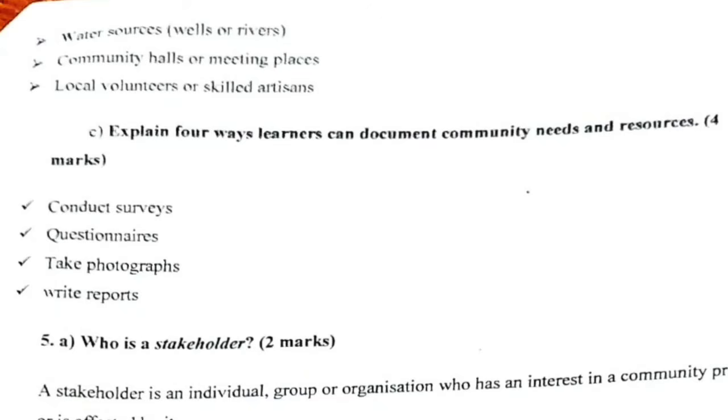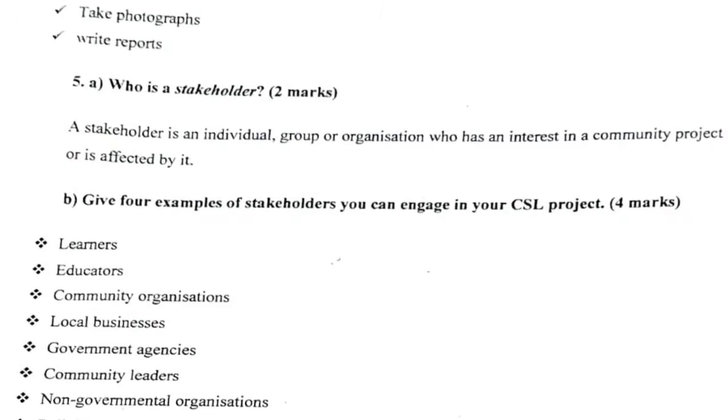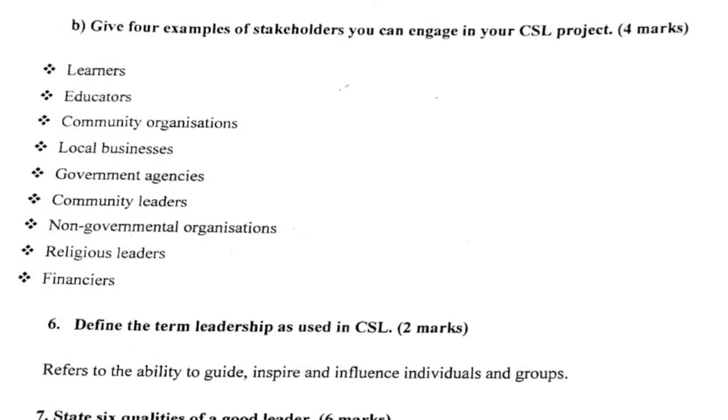Who is a stakeholder? A stakeholder is an individual, group, or organization who has an interest in the community project or is affected by it. Give 4 examples of stakeholders you can engage in your CSL project. We have learners, educators. Educators is just 1 mark. If you talk about teachers, the principals, just 1 mark. Community organizations, local businesses, government agencies, community leaders, non-government organizations, religious leaders, and financiers.